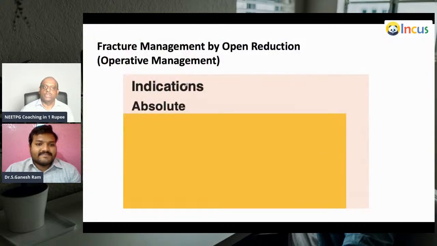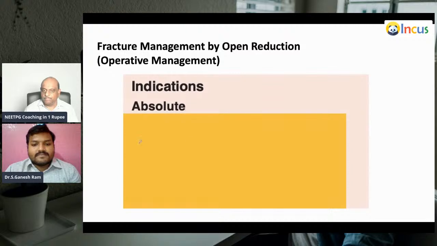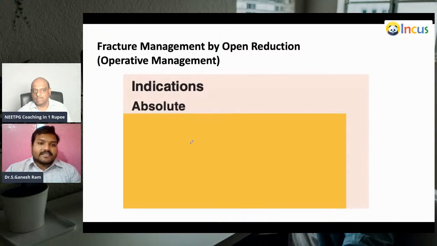Great. Now, in fracture management, what are the absolute indications where you prefer to do open reduction? That's right. In any fracture, we have to decide whether to do open reduction or closed reduction. That means there is a displacement, but we cannot reduce the fracture by closed means. That is the most important indication, sir. Failure of closed reduction.